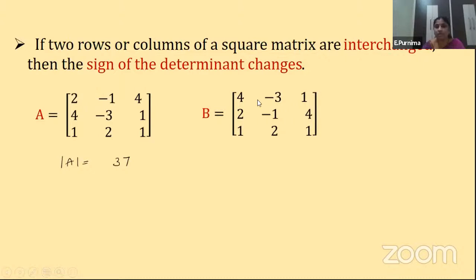Similarly for a column it is the same. So here these two rows R1 and R2 are interchanged. R1 and R2 are interchanged. So then what happens here? The sign of the determinant changes.